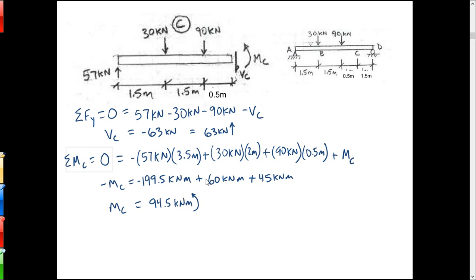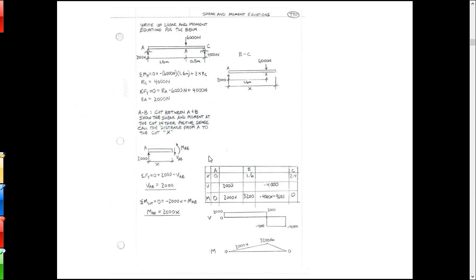All right, so what we're doing there is just solving for those internal forces. You do have to find the reactions first. You have to do that. The convention is to work left to right.